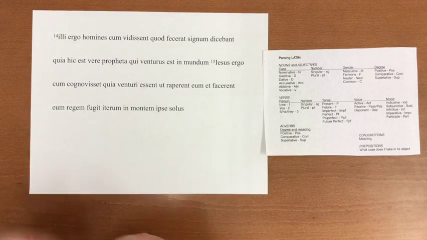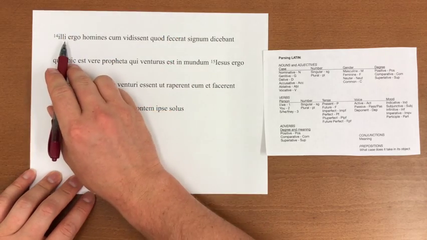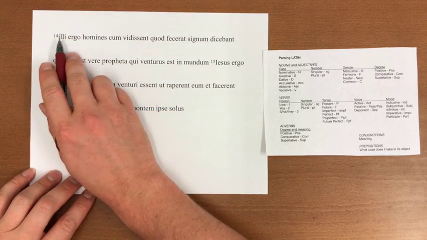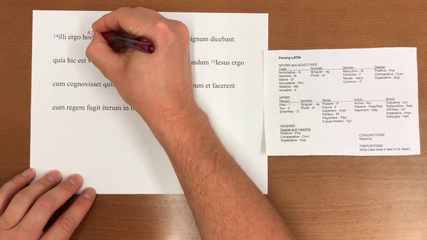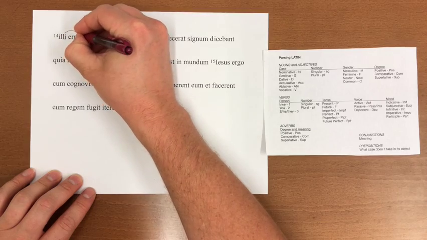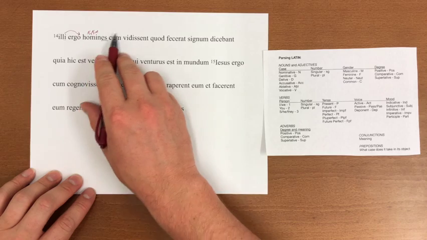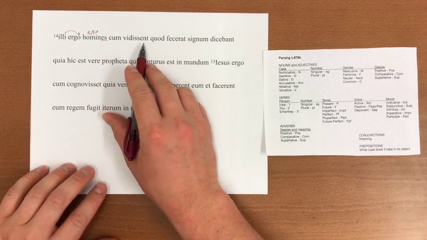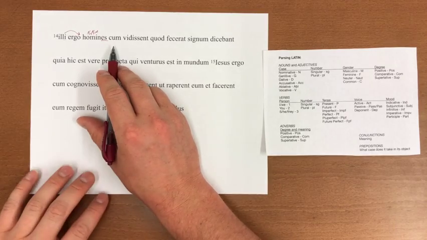Verse 14, we see a demonstrative article there. With the I, we have a couple of different options, but looking ahead, we have homines with es. It's going to be nominative, plural, masculine. The demonstrative will then go with that noun, ergo meaning therefore. And then cum, looking after cum, here we find our main verb, but then that means cum is not a preposition, but instead is introducing a cum clause.